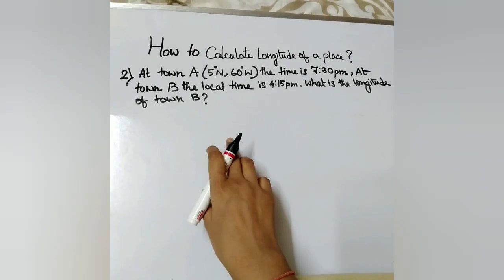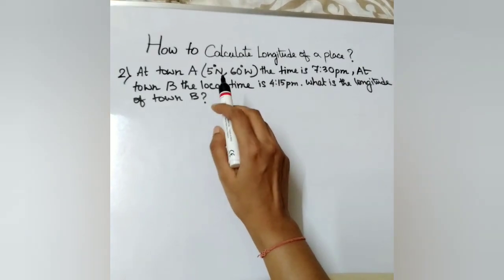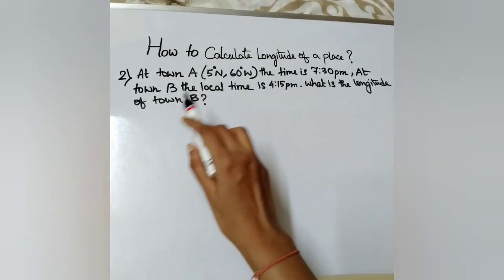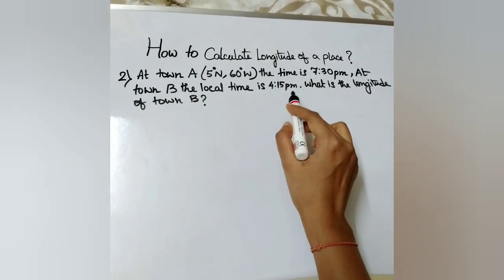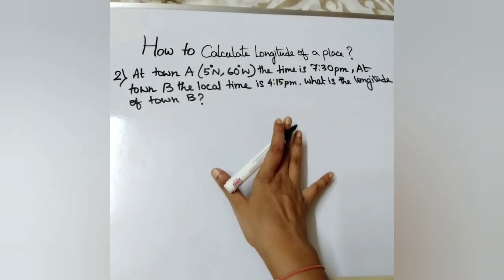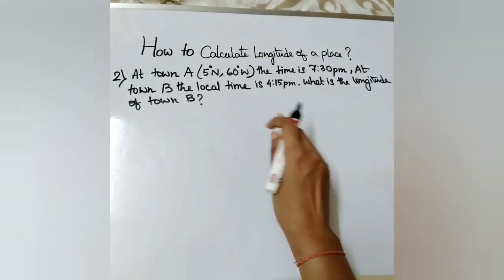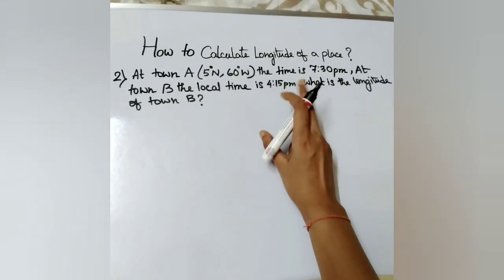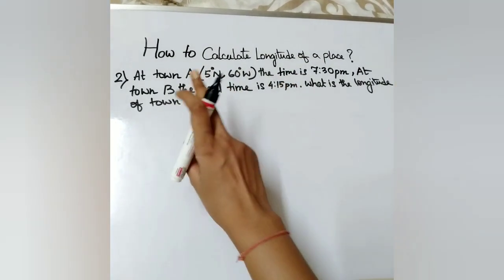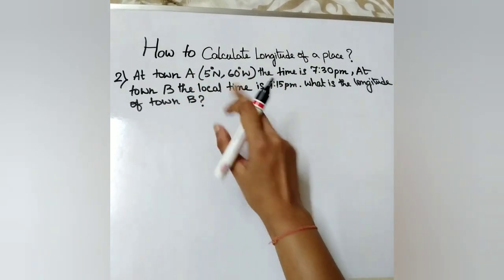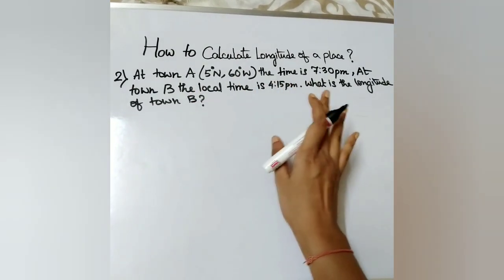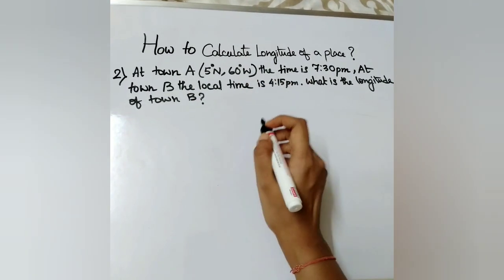Okay, the next question is, at town A, 5 degree north, 60 degree west, the time is 7:30 p.m. At town B, the local time is 4:15 p.m. What is the longitude of town B? So already we know the question is giving us two timings of two different places. One is town A, another one is town B. Now town A is given the longitude, that is 60 degree west. Latitude is no need in this case, only longitude we need.